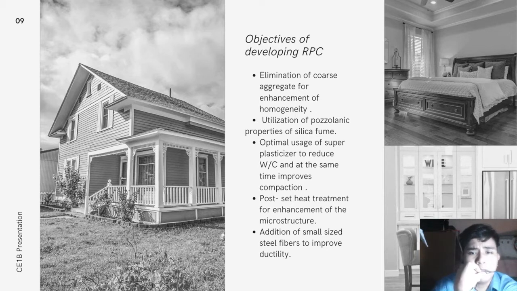Optimal usage of superplasticizer to reduce water and at the same time improve compaction. A superplasticizer is a copolymer ester or CAE, polynaphthalene sulfonate which is PNS, and polymelamine sulfonate which is PMS, and it is all a synthetic polymer present in RPC. Next one, post-set treatment for enhancement of the microstructure. And last, addition of small-sized steel fibers to improve the ductility.